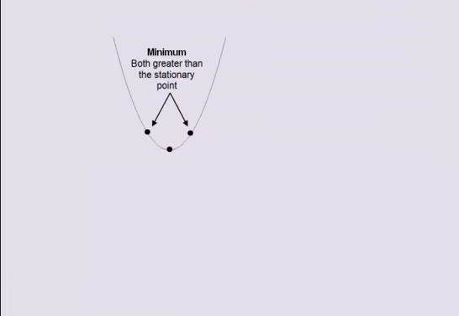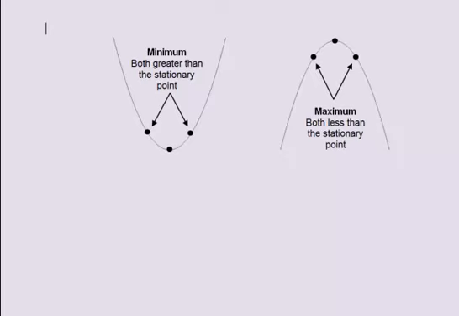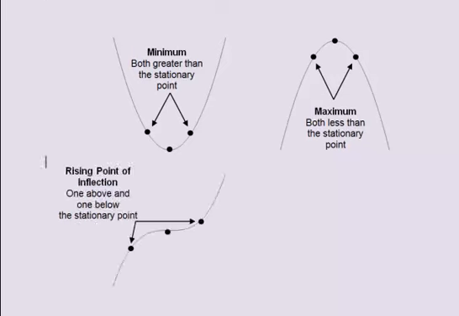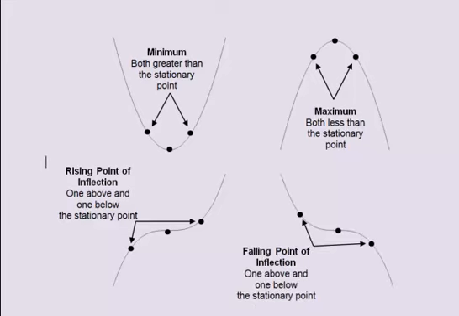You have a minimum if the y values of the points you choose are both greater than that of the stationary point. You have a maximum if the y values of the points you choose are both less than the stationary point. You have a rising point of inflection if the y values of the points you choose are below, before the stationary point, and above, after the stationary point. And you have a falling point of inflection if the y values of the points you choose are above, before the stationary point, and below, after the stationary point.